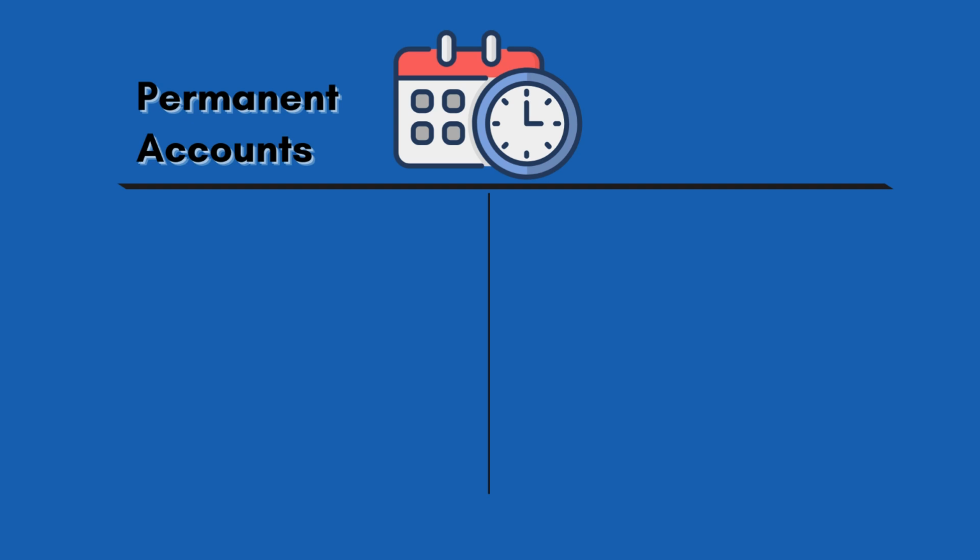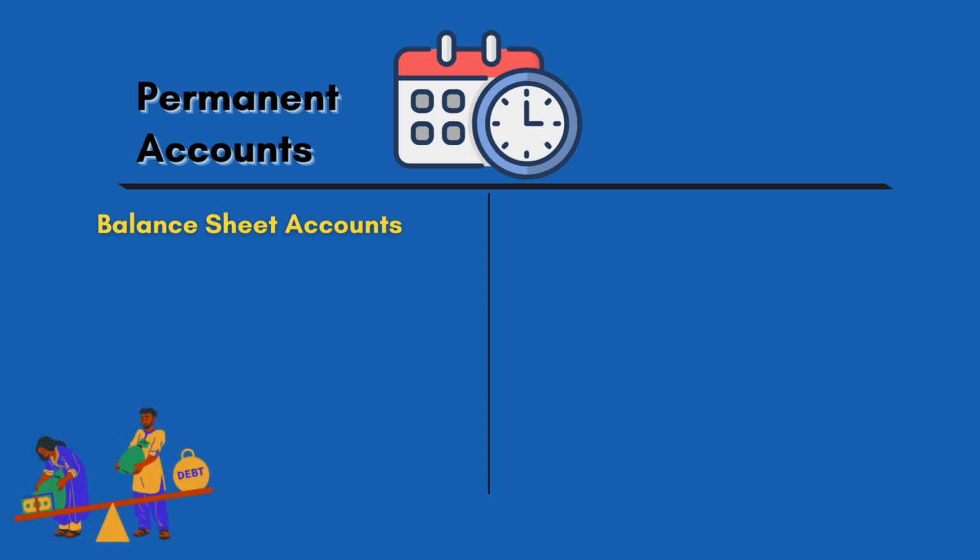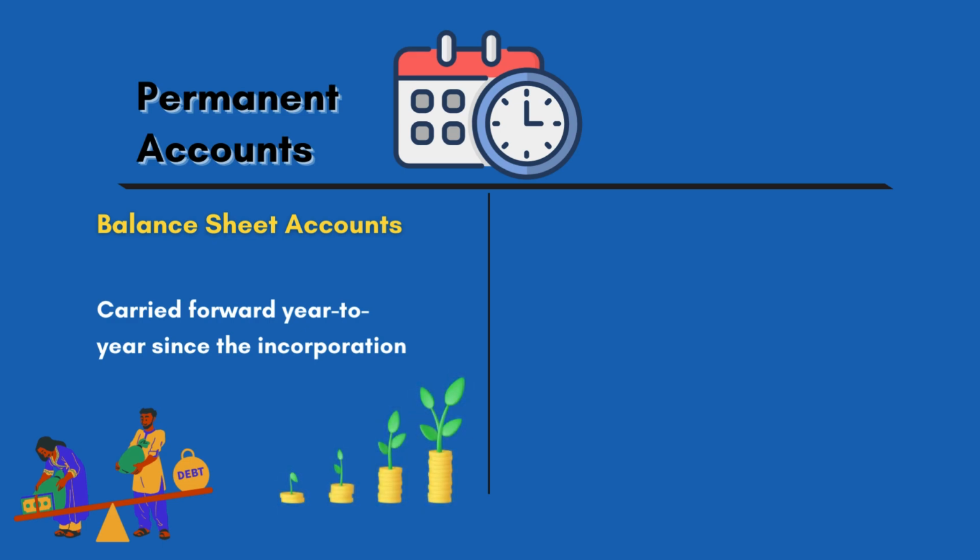Permanent accounts. These accounts are found on the balance sheet and are sub-accounts under assets, liabilities, or equity. They carry forward from one accounting period to the next, accumulating their balances since the incorporation of the company.